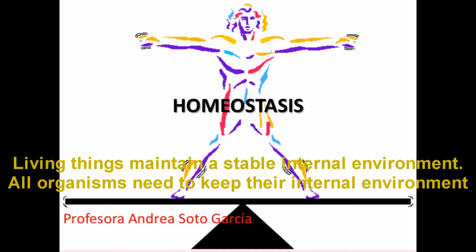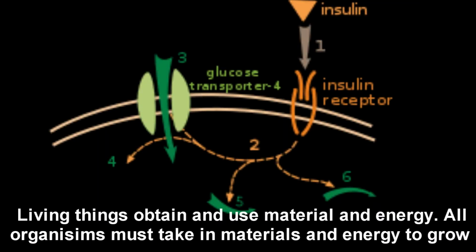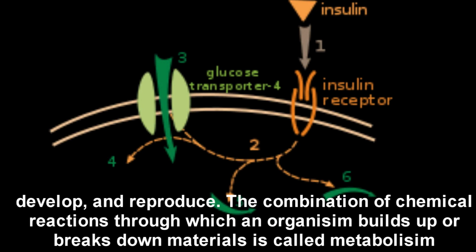Living things maintain a stable internal environment. All organisms need to keep their internal environment relatively stable. This condition is called homeostasis. Living things obtain and use materials and energy. All organisms must take in materials and energy to grow, develop, and reproduce. The combination of chemical reactions through which an organism builds up or breaks down materials is called metabolism.